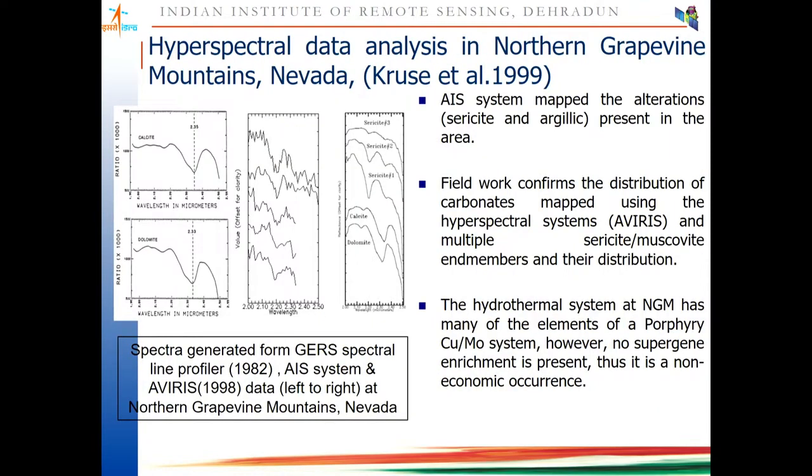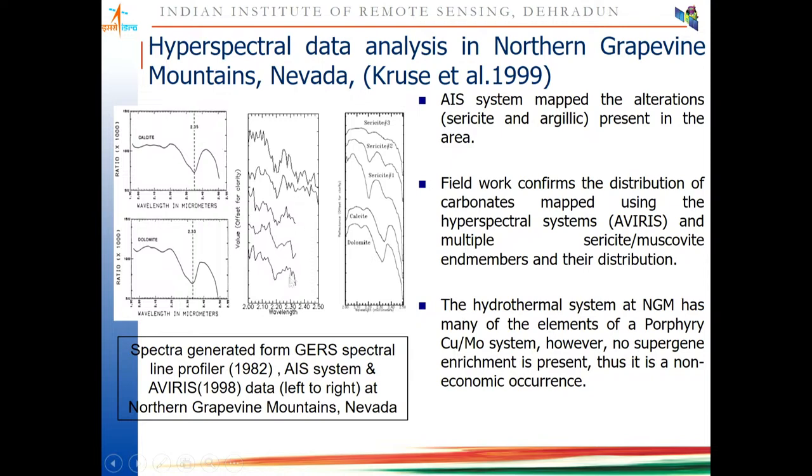Now this is another study. What have they done? They have tried to map the alterations using 3 different hyperspectral systems: AIS, then IIRS, and then the GERS spectral line profiler. So what have they seen? This is the spectra we were able to see from the GERS, the AIS system and the IIRS data of the particular area called Northern Grapevine Mountains, Nevada. They have seen such variation in the profiles.